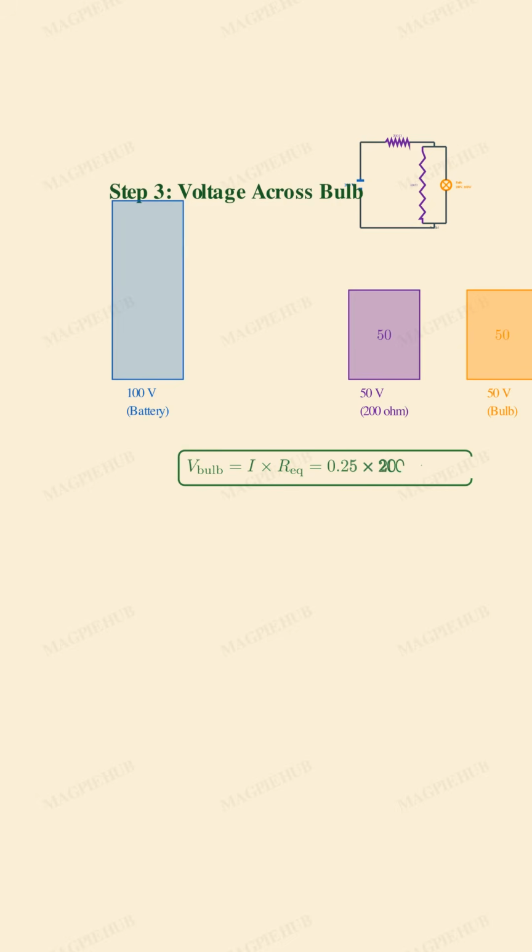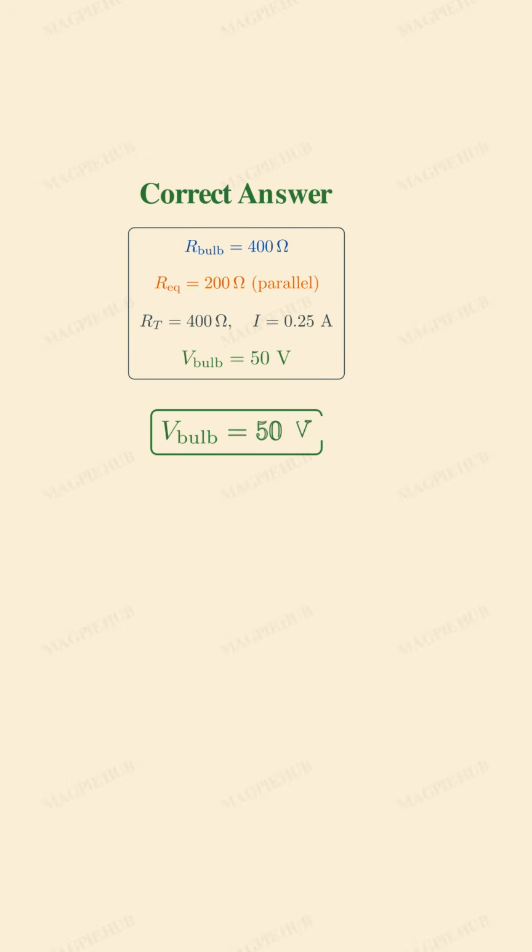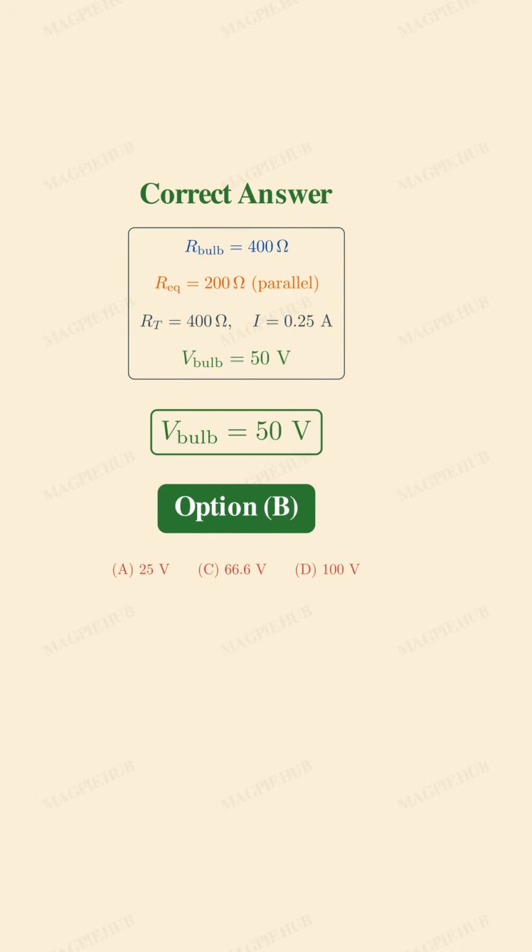Notice how the 100 volts from the battery splits equally, 50 volts across the 200 ohm series resistor and 50 volts across the parallel combination containing the bulb. The potential drop across the bulb is 50 volts. The correct answer is option B. Options A, C, and D are incorrect.